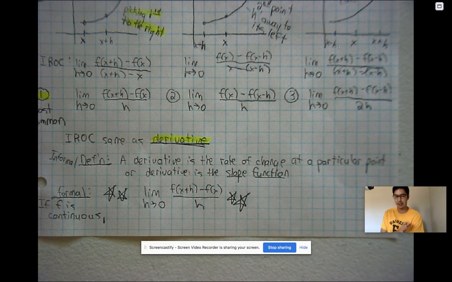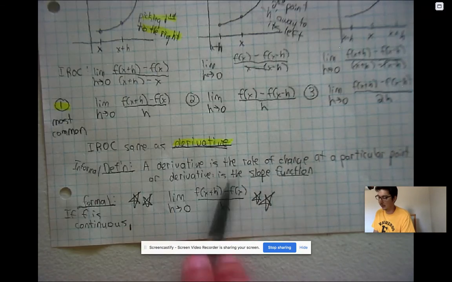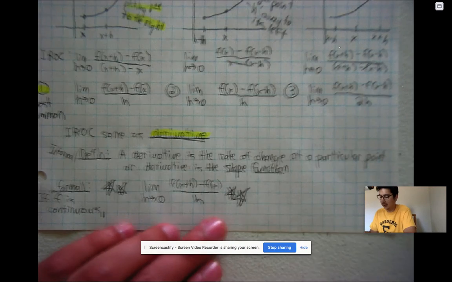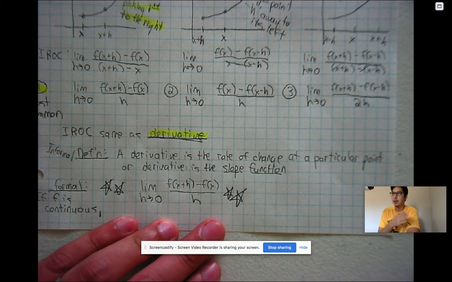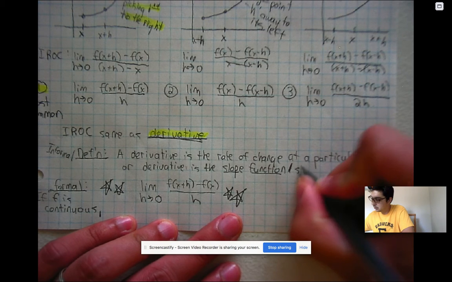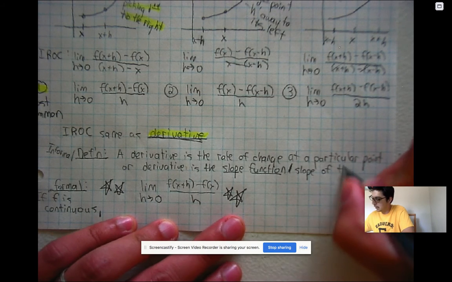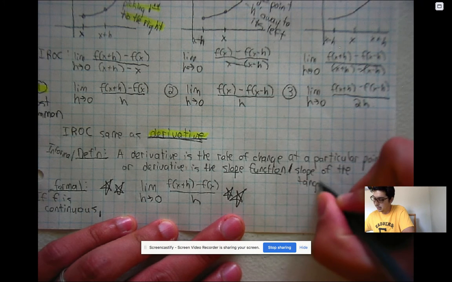So there it is. Derivative is what you've been doing this whole time. It's the same as the IROC, and we've done this definition just previously. Right? Now let me add one more thing before I finish this. So derivative is the rate of change at a particular point, or the derivative can also be known as the slope function, vice versa, the slope function can be known as the derivative. Now keep in mind, it's also the slope of the tangent line.